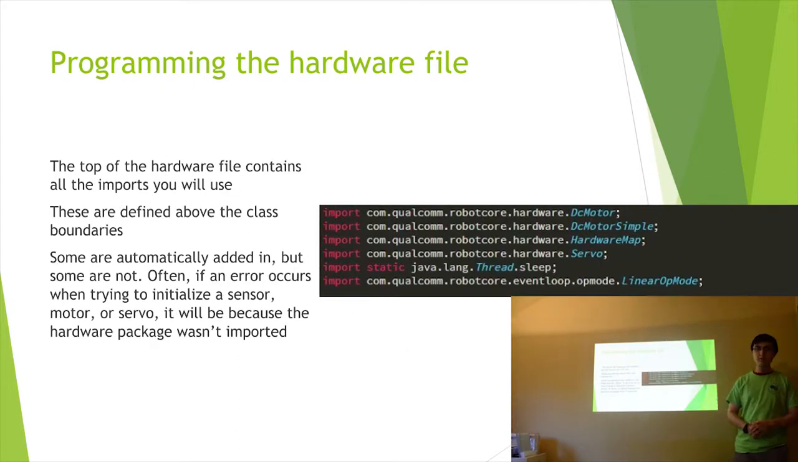To start programming the hardware file, with any program in OnBot, you want to start with imports. The hardware file is going to be the one that has the most imports, but most of them are going to be automatic. Basically, whenever you try to reference something, it'll import the required stuff for it. But certain sensors and more uncommon functions in Java will not have automatic imports. Stuff like sleep, you might have to add in if you want to use it. And if a sensor, say your IMU, has a specific set of imports it needs, you may need to look through reference code to find what you need to add, because it probably won't automatically know to add them in.